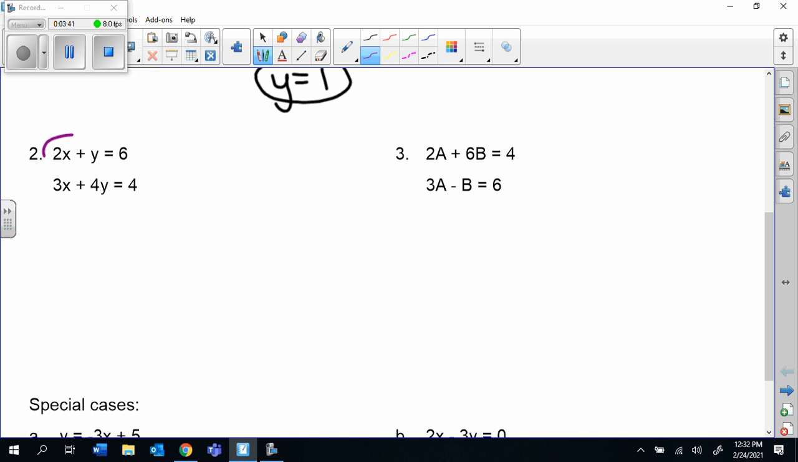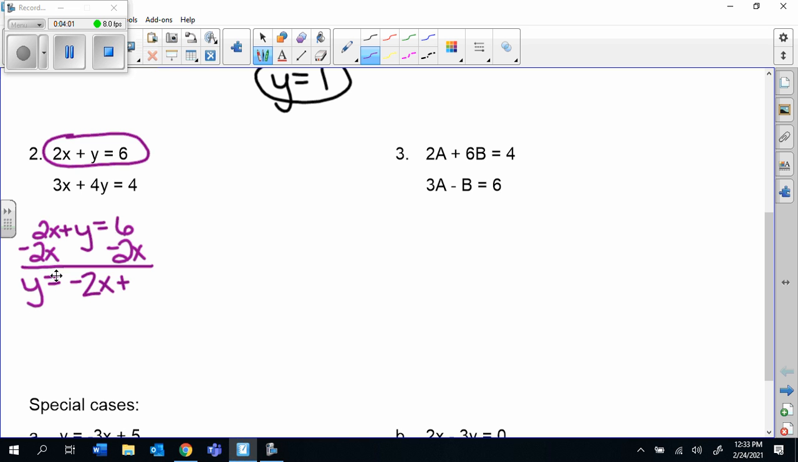And so I am going to take this equation right here. I'm just going to write it underneath. I'm going to take that 2x to the other side. So you have to manipulate the equation so that you have something that can be substituted. So now right here, y is by itself, negative 2x plus 6. And now I'm going to go to this second equation, and I'm going to plug that negative 2x plus 6 right in here for that y.